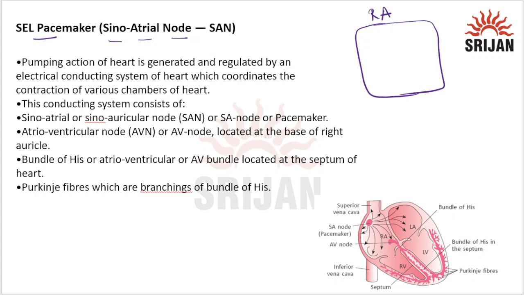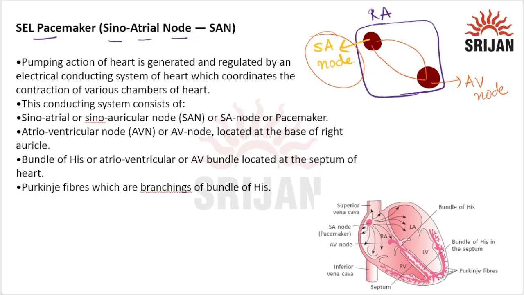I have drawn only one chamber. So here in this corner you have the SA node, that is the sinoatrial node, and here in this lower corner you have again a specialized bundle of muscles, that is the AV node. The thing is, this SA node is self-excitable. It generates a potential, it generates a contraction, and this signal is sent to this AV node for the contraction.